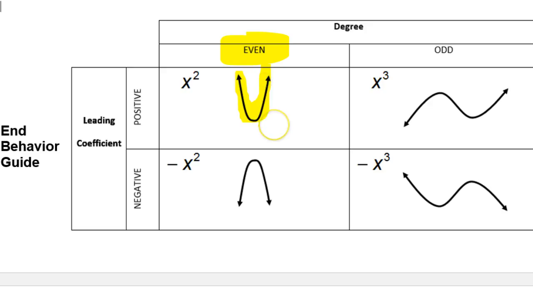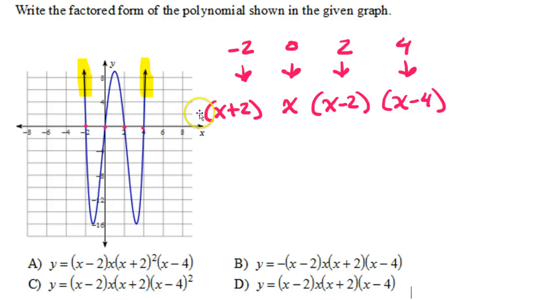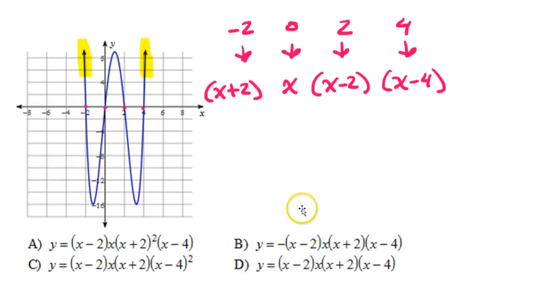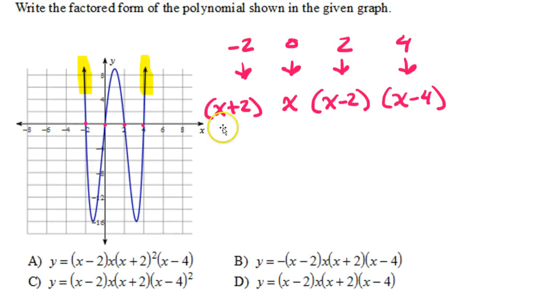If both arms are facing up, that means it is a positive leading coefficient. If the arms were both down, that would be negative. So we have a positive leading coefficient, meaning we do not need a negative sign out front. So let's just look for the answer right now. So let's see, we can forget about B because it has a negative sign out front.